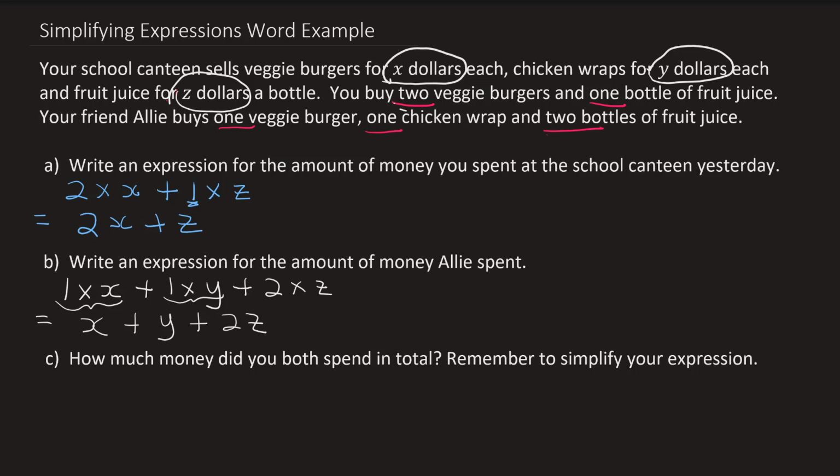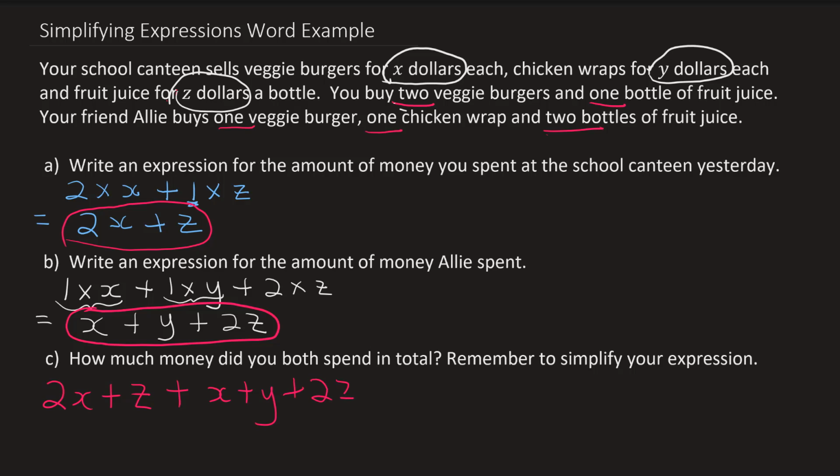So this means I'm going to take the expression from part A and the expression from part B, and I'm going to add them together. Here we go. 2x plus z from part A plus x plus y plus 2z from part B. Again, we're going to read from left to right in this direction. And I'm going to start with my first term is 2x. Strike it through. I'll move along till I find the next x, or the next like term.